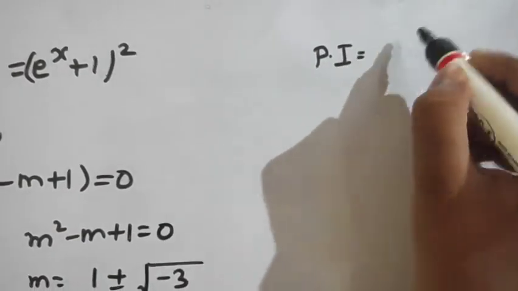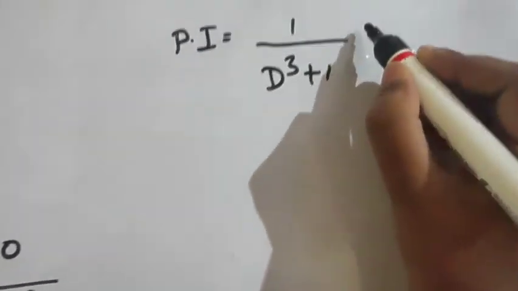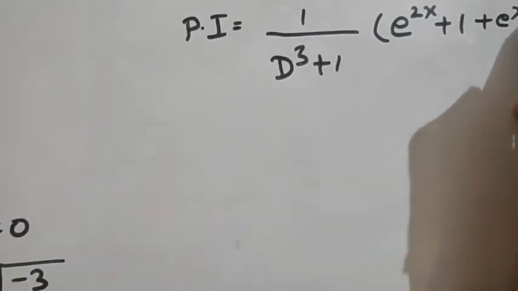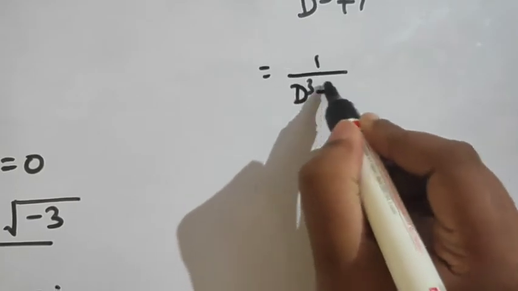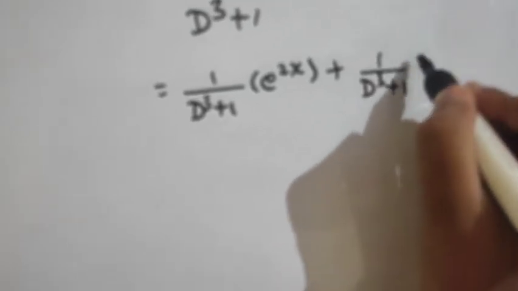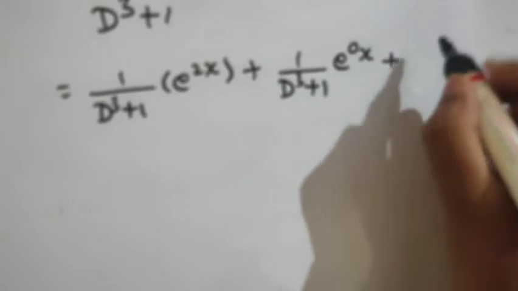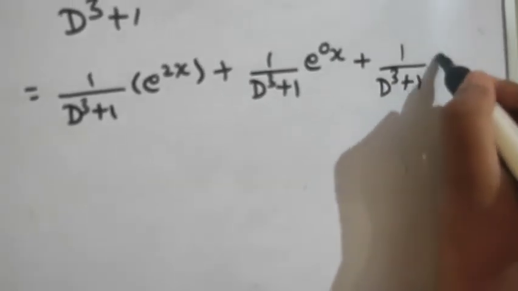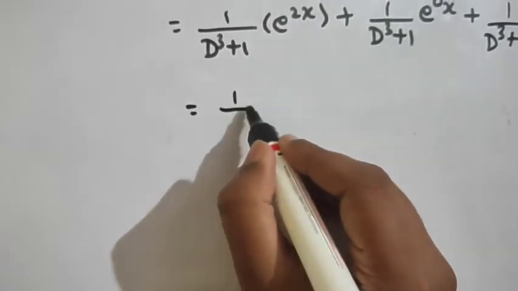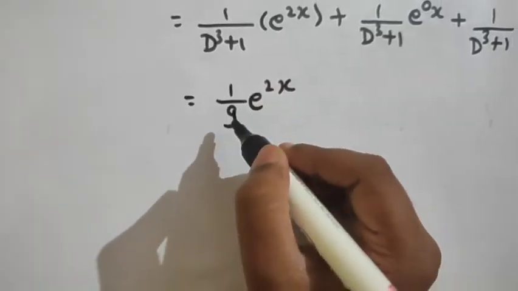Now moving ahead with the particular integral. So particular integral is 1 upon f of D, which in this case is D cube plus 1, and this will be operating on this. I can write this as e power 2x plus 1 plus e power x. I can separate: 1 upon D cube plus 1 operating on e power 2x, 1 upon D cube plus 1 operating on 1, which can be written as e power 0x, plus 1 upon D cube plus 1 operating on e power x. So if you put 2 here, you will get 1 by 9 e power 2x, perfectly fine, no 0 in the denominator.